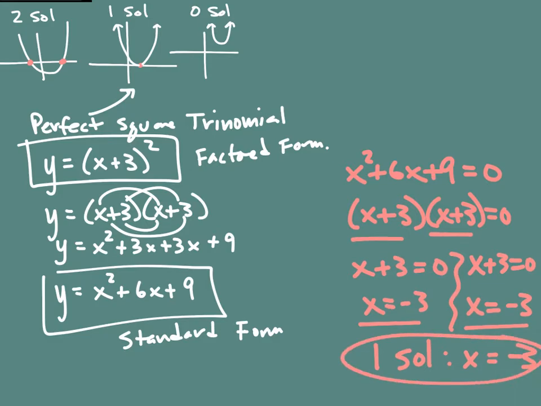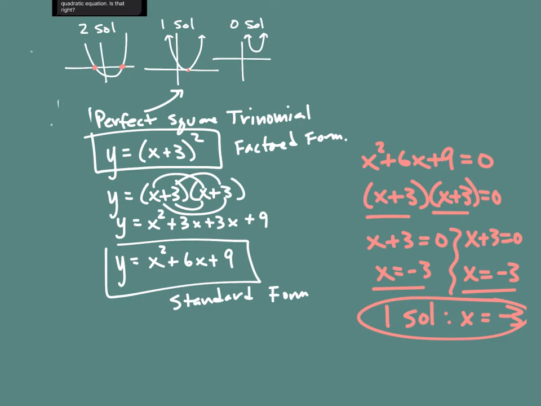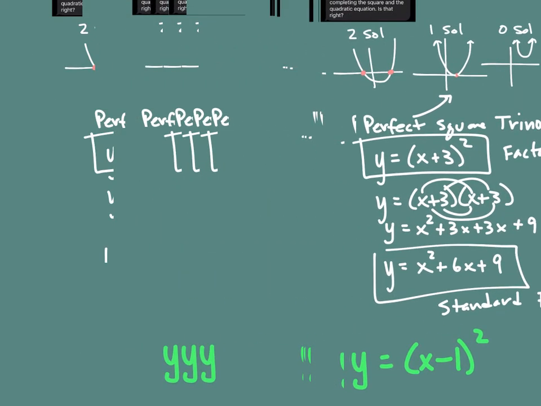From there, you set each of your factors equal to 0 when you solve a quadratic by factoring. And so here you get x is equal to negative 3, x is equal to negative 3. Because this is the same thing, you have one solution, and that solution is x is equal to negative 3. So you can really choose whatever you want. Any other perfect square trinomial, if you had y equals, say, x minus 1 quantity squared, anything where you've got that quantity squared and no other number to the right of it, this is going to be good. So not sure if you need that in factored form or in standard form, but that's how you get one solution.